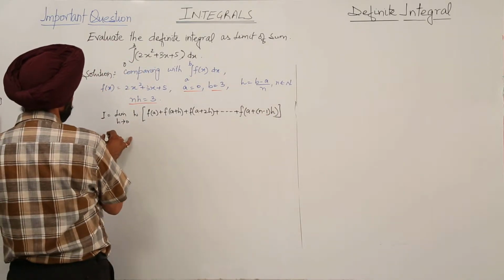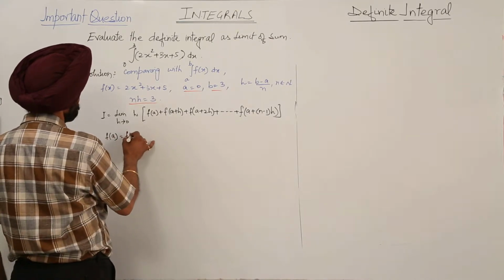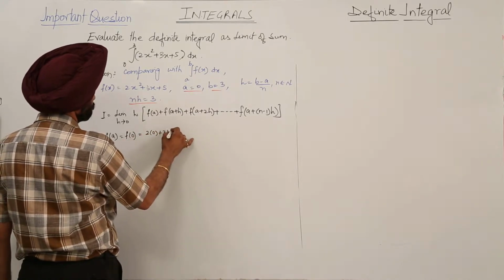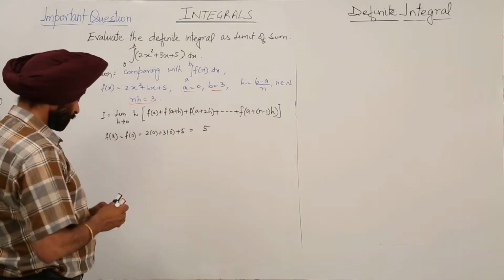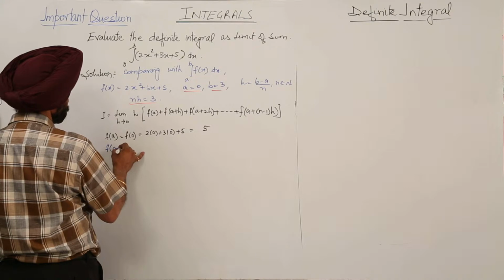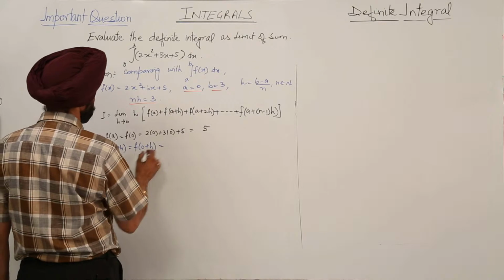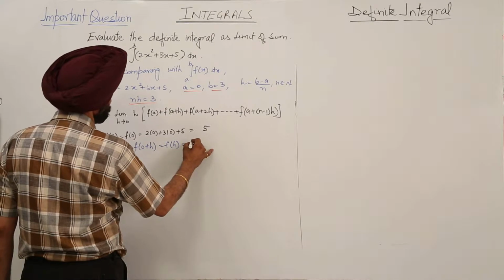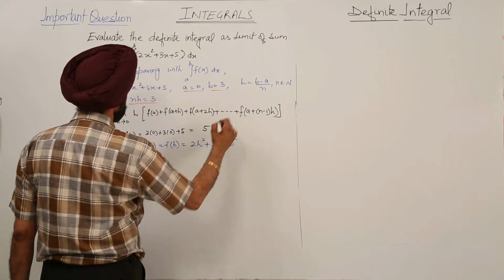Individually now solving them. f(a) is equal to, now a is what? 0, equal to f(0). We are having 2 with 0 plus 3 with 0 plus 5, which is equal to 5. Second, f(a+h) is f(0+h), which is again f(h). So what we are having? 2h² + 3h + 5.